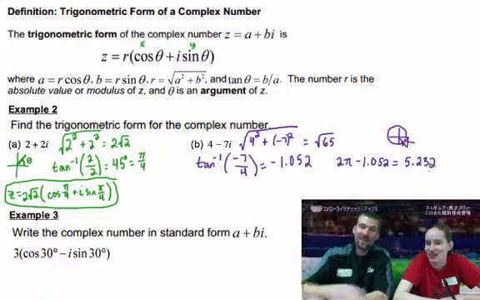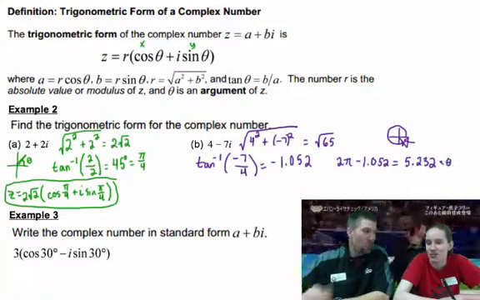5.232. That right there is our theta for the problem.